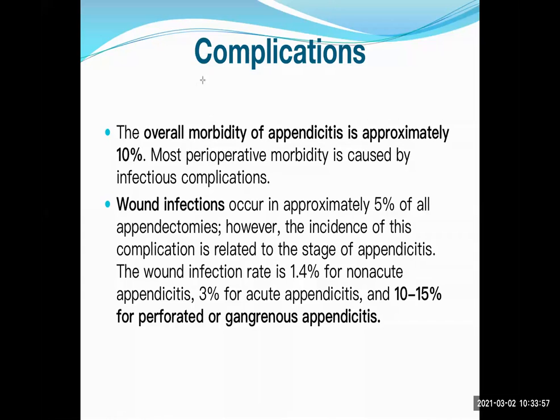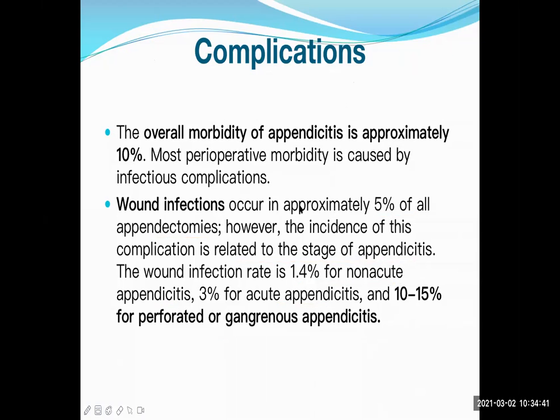Let me highlight this: in 5% of all appendectomy cases, there may be a chance of wound infection. However, the incidence of this complication is related to the stage of appendicitis. The wound infection rate is 1.4% for non-acute appendicitis, 3% for acute appendicitis, and 10 to 15% for perforated or gangrenous appendicitis. So it all depends on how much pus is present there and the proliferation of microorganisms. If it is already a complicated situation, there is a higher chance of wound infection.